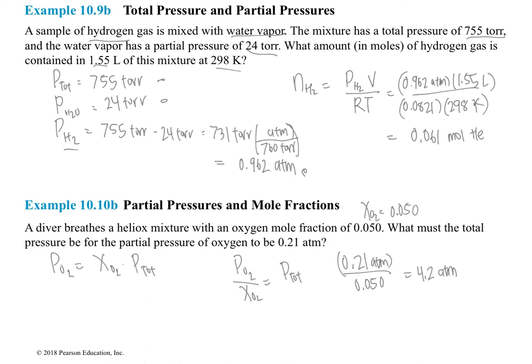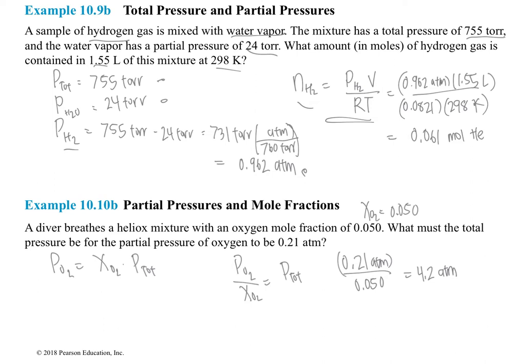Now I know that the amount of moles of hydrogen will be equal to the pressure of hydrogen times the volume over RT. So I can solve for the amount of moles using the ideal gas law, but using specifically the partial pressure.